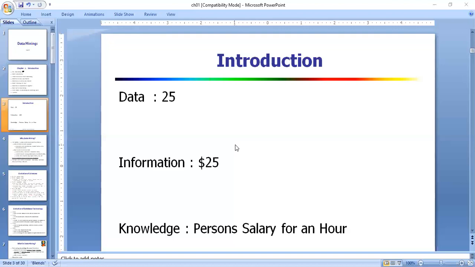Simply if I take data, it does not have any meaning. If I put a definition on that data, I get information. If I put a rule on that information, I can get knowledge. So this is the way data, information and knowledge are linked one over the other.